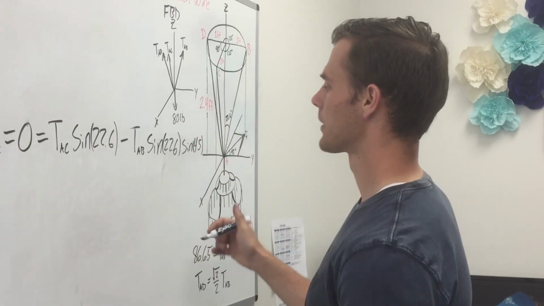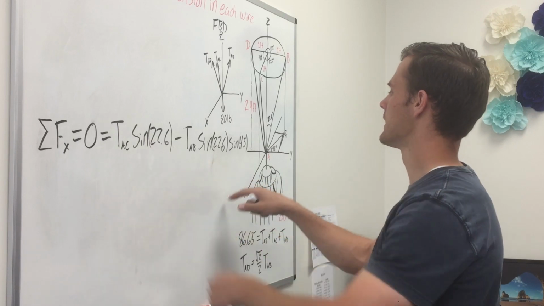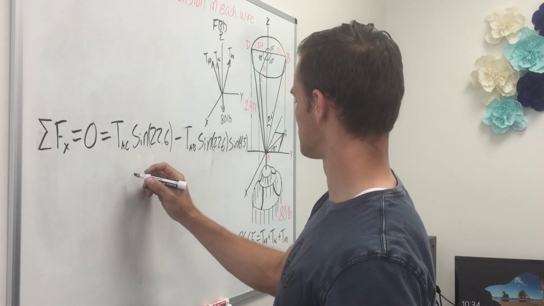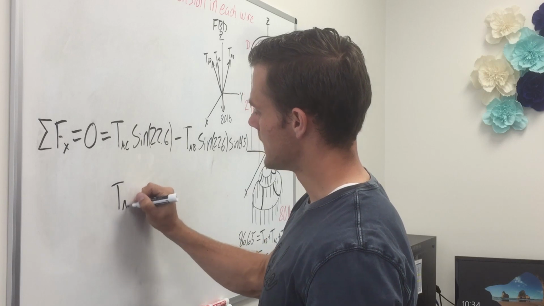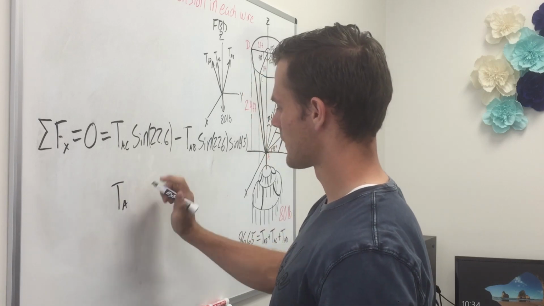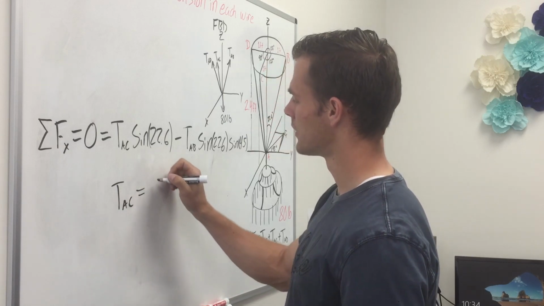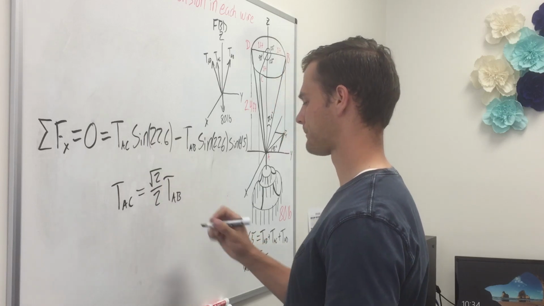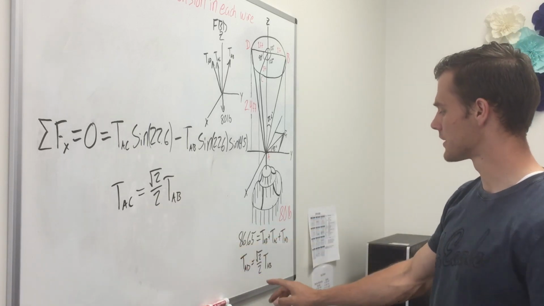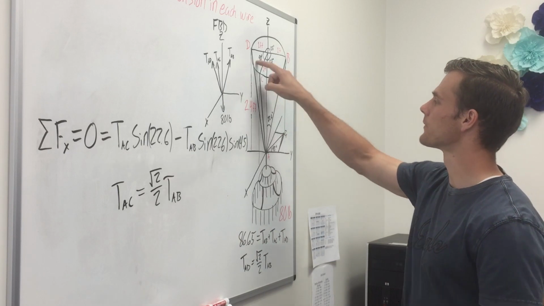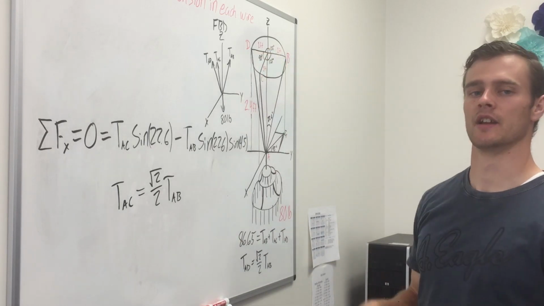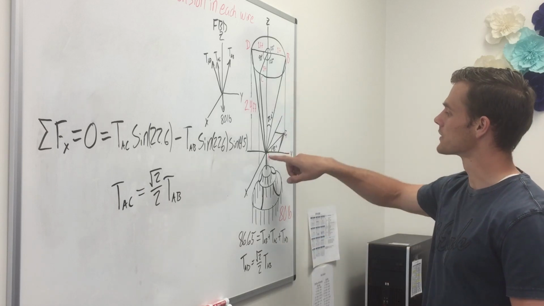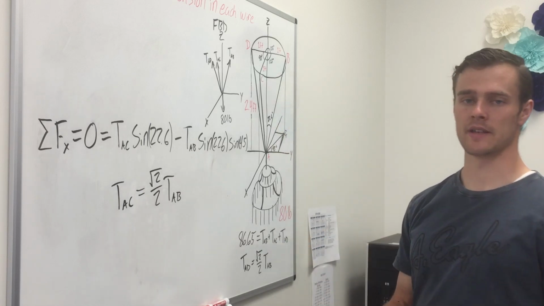Alright, so we're going to add this over, and again we're going to notice that there's sine of 22.6 on both sides, and again the sine of 45 degrees is also square root of 2 over 2. So we're going to end up that TAC equals square root of 2 over 2 TAB. And so we notice that that's almost the exact same equation that we got in the last one, and that's because both of these forces are either only in the x direction or the y direction, and so that's going to mean they have the same force. But we're going to notice in the end that the force in this cable is not going to be the same as the other two.